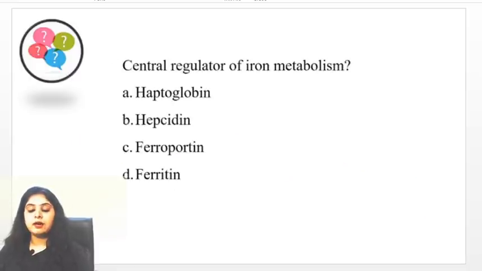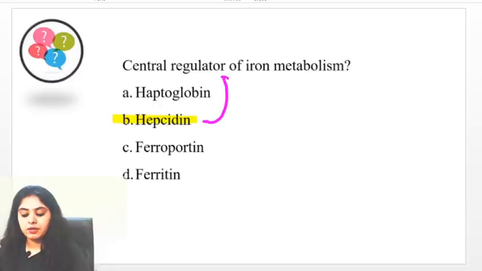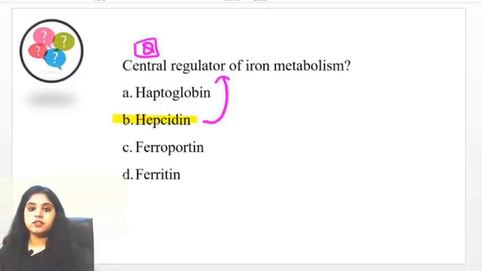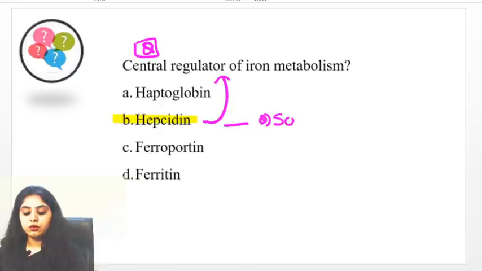Number 1 question. Number 2, which of these is a central regulator of iron metabolism? I hope everyone remembers it is hepcidin. So let's study hepcidin. What are the classical questions you're going to get? Number 1, it's a master regulator, or you can also call it a central regulator, of the iron metabolism. Second, please remember, they ask you the source of hepcidin. Hep means hepatic, so it's going to come from the liver.